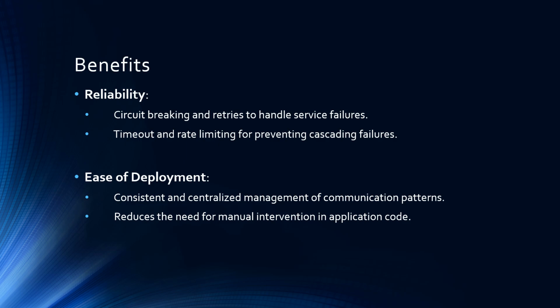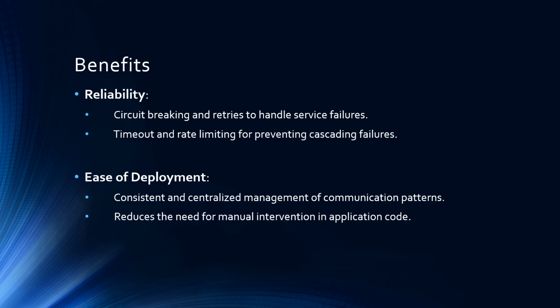When a service starts failing, the circuit breaker kicks in to prevent cascade failures that could bring down your entire application. The retry mechanism automatically handles transient failures, improving the overall reliability of your system. Timeout and rate-limiting features protect your services from being overwhelmed. You can set specific timeout values for different types of requests and limit the rate at which services can be called. This prevents slow services from backing up the entire system and protects against potential denial of service situations.